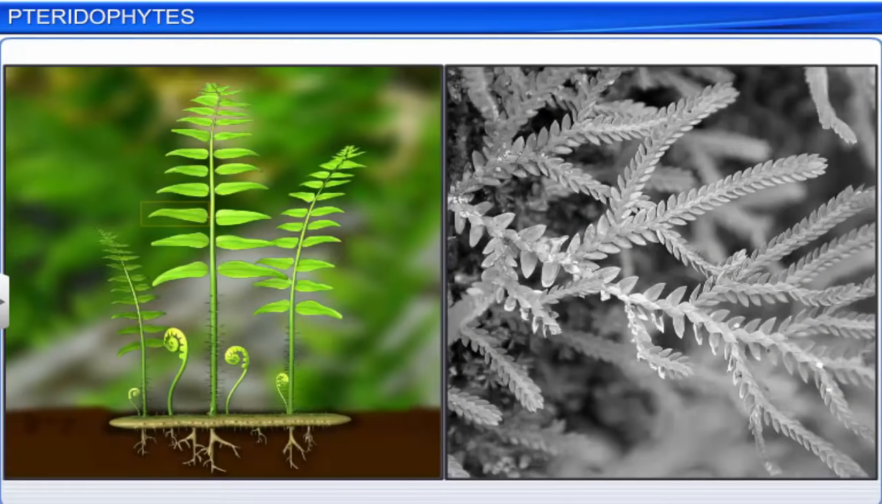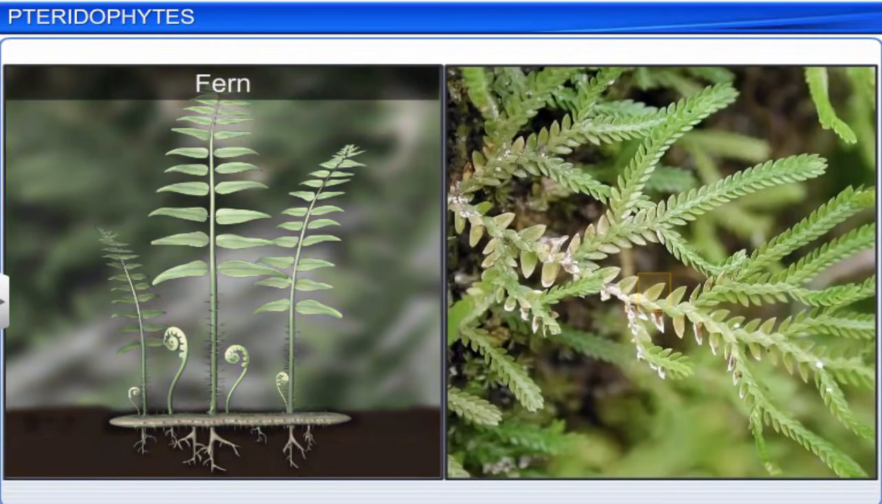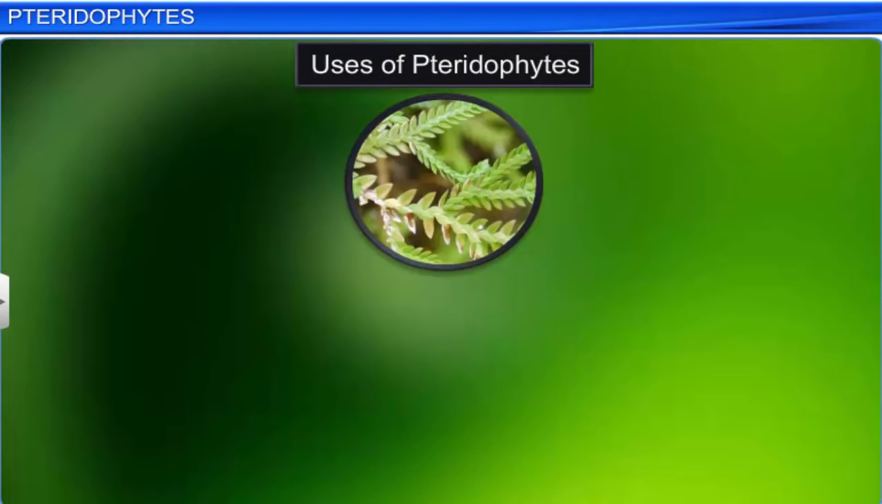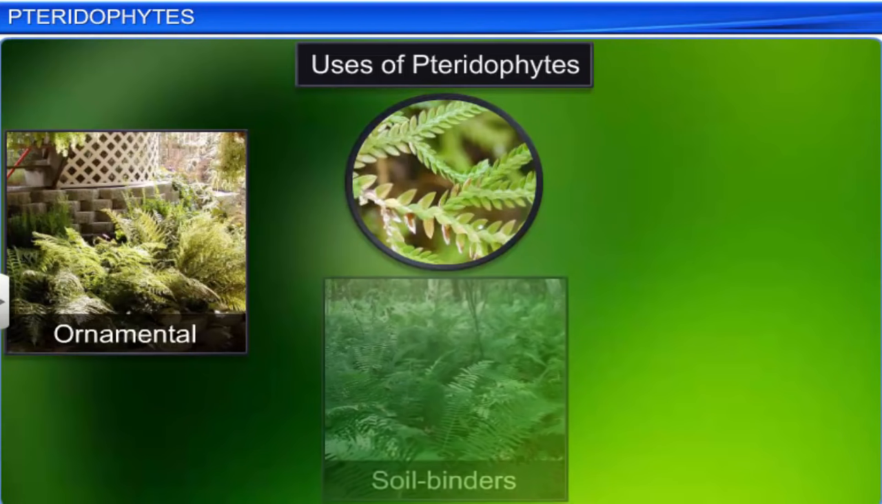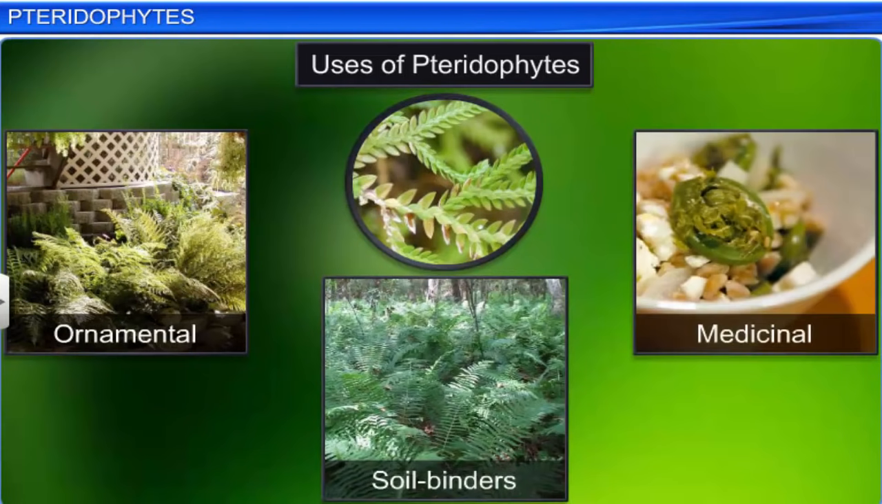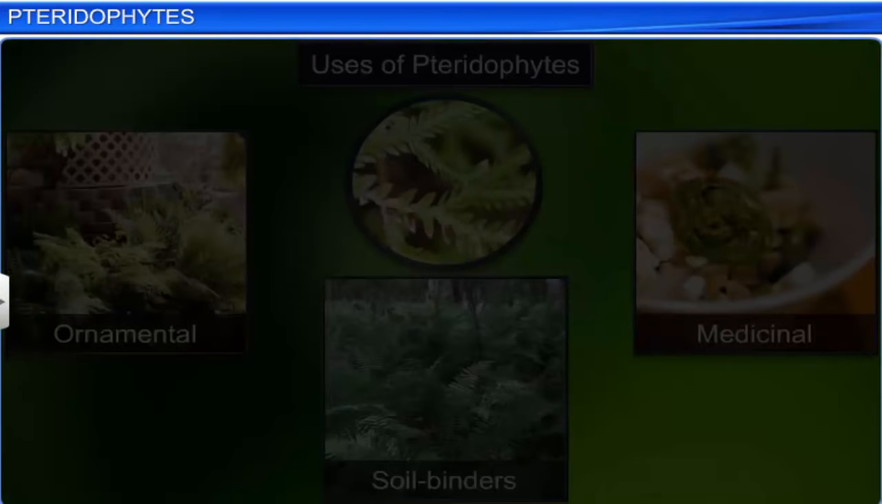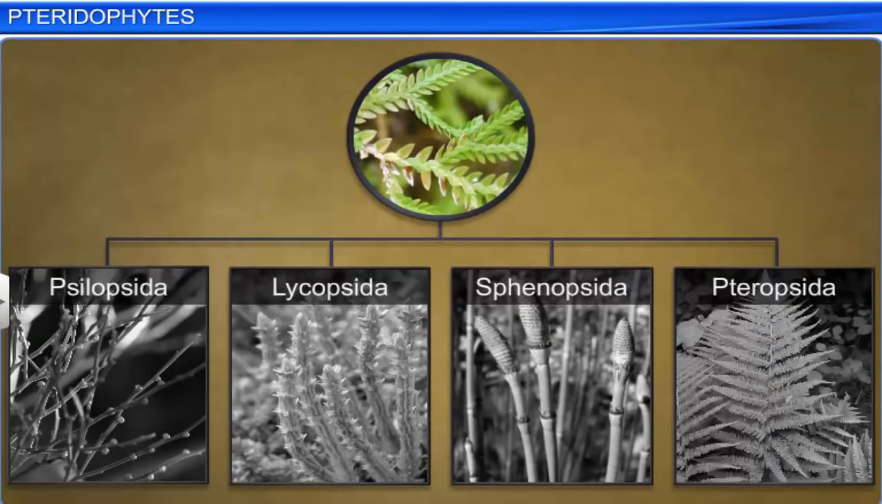The leaves of a pteridophyte are large as in ferns or small as in the case of Selaginella. Pteridophytes are widely used as ornamental plants, soil binders, and for medicinal purposes. Based on the organization of the plant body, including the nature of the leaf and location of sporangia, they are classified as Psilopsida, Lycopsida, Sphenopsida, and Pteropsida.